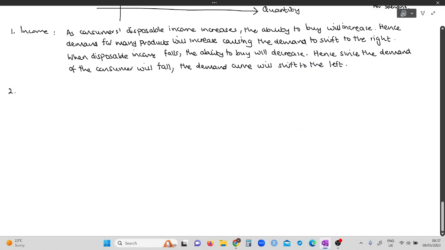So the next condition of demand: the prices of other related goods. Donc related goods, c'est quoi? Goods which are related to the goods that we are referring to. There can be two types of related goods: substitutes and complements. Donc on va prendre un par un.